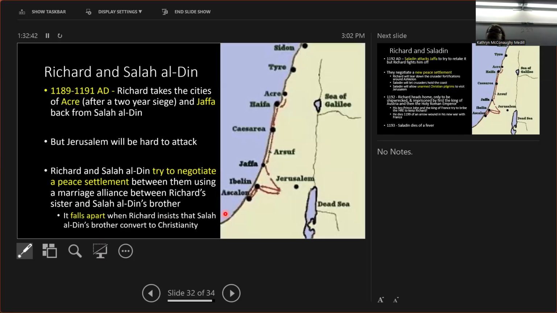Now, Richard and Salah ad-Din actually had a fairly positive relationship. They clearly respected each other. They were constantly trying to negotiate with each other about the situation. So when Richard first arrives, he takes a couple of cities along the coastline, the cities of Acre and Jaffa. But he's looking at the situation. He's like, it's going to be hard to attack Jerusalem. It's going to be hard to get that back. So he and Salah ad-Din get together and they try to negotiate a peace settlement.